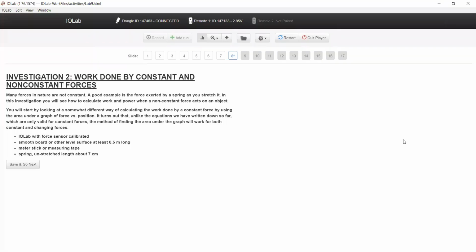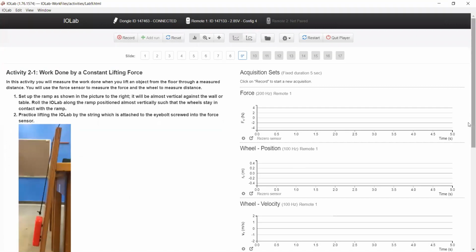Okay, in the next one, we'll see work done by constant and non-constant forces. So we'll need the IOLab with the force sensor calibrated. We already have it. Smooth board or other lab surface, we have it. Meter stick, spring of relaxed length about 7 centimeters. I think it comes with our IOLab box itself.